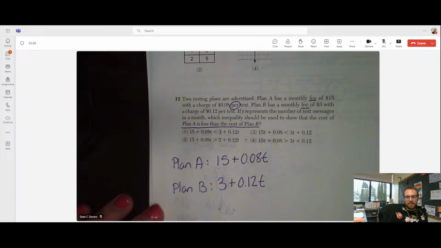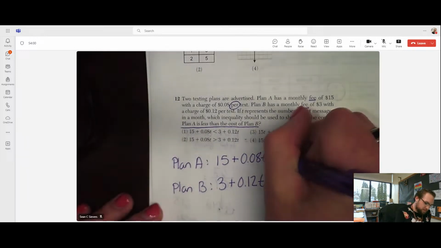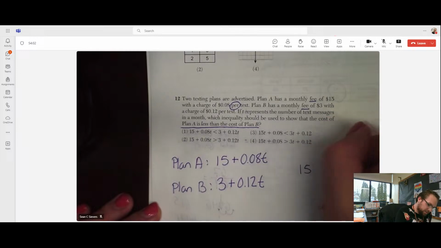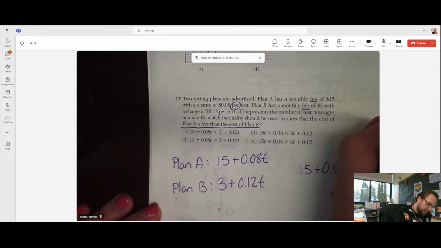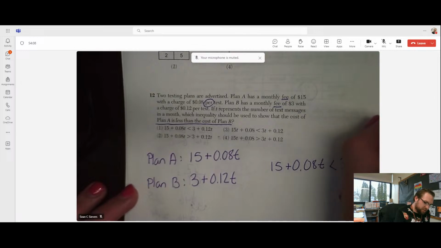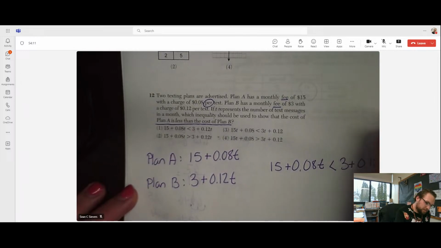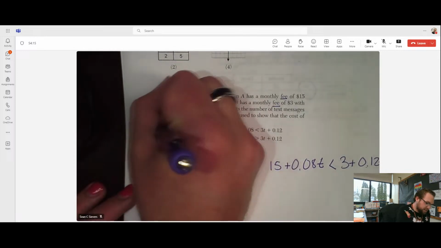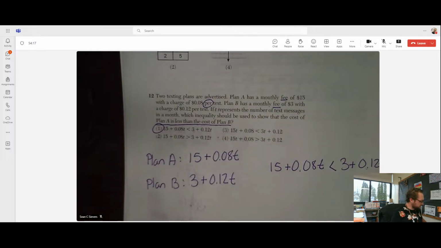And then if we want to say that Plan A is less than Plan B, then this is what it's going to look like. So 15 plus 0.08 T is less than, and then just copy over Plan B. And I see that that is answer choice number 1.